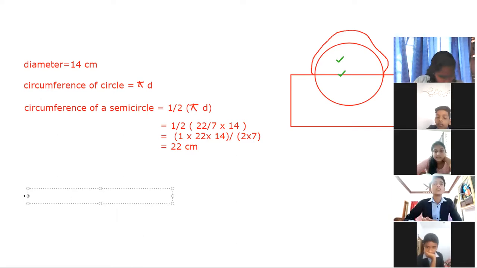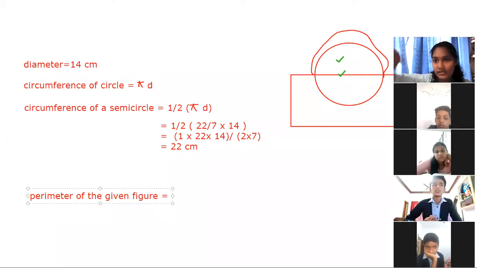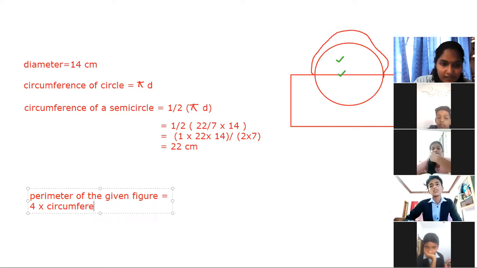So the circumference of the, or sorry, the perimeter of the given figure. This is for the case of a circle. Since this is not a circle, perimeter is what was asked. The shape is not a circle, it looks like a flower or something, right? That's why perimeter is asked. So the perimeter of the given figure will be 4 into the circumference of a semicircle. Clear?